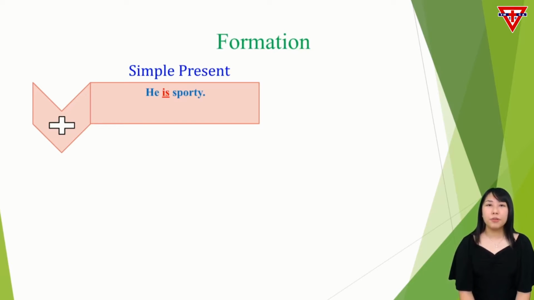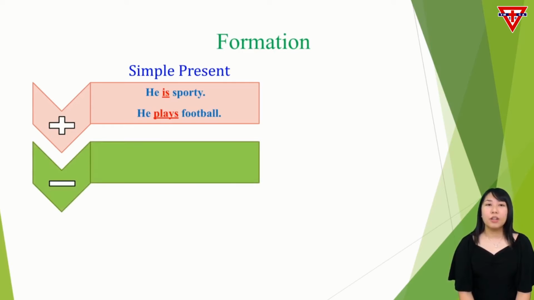The verb to do has two forms, the base form and the S form. We use the S form when there is a third-person singular subject, like he, she, and it. For example, he plays football. To form a negative sentence, we just add not after the verb to be. We have, he is not spotty.